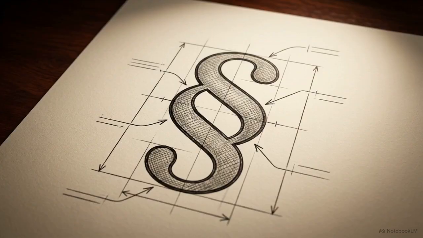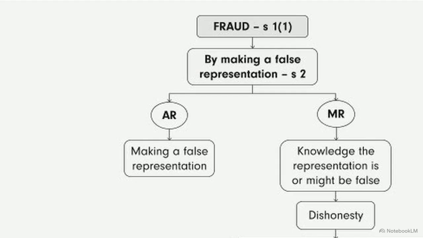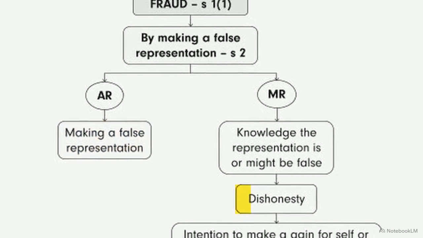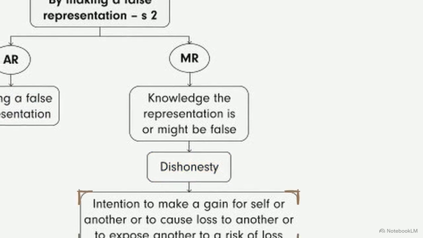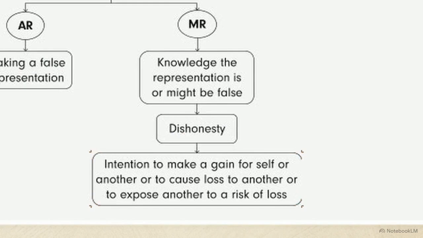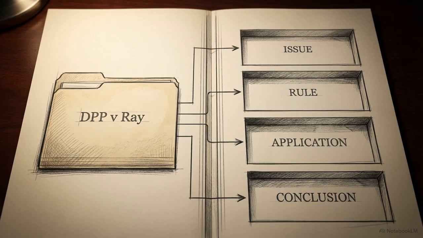We begin with the first alternative charge, Section 2(1) of the Fraud Act 2006, fraud by false representation. This flowchart breaks down the offense. The actus reus requires a false representation, express or implied, even against a machine. The mens rea requires proving dishonesty via the objective Ivey test, plus a specific intent to make a gain or cause a loss.